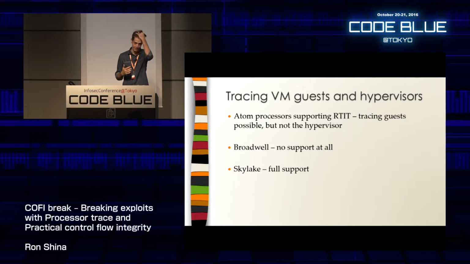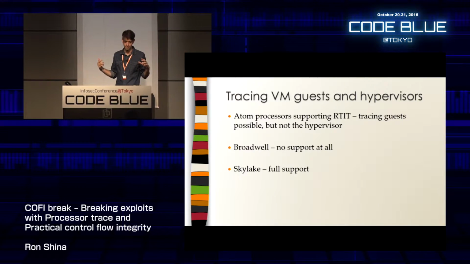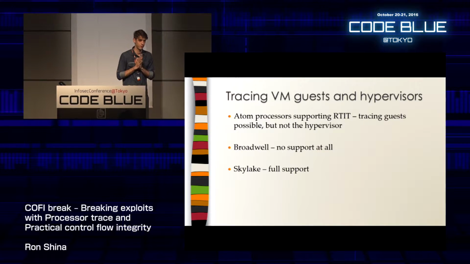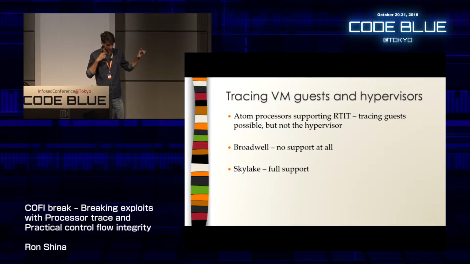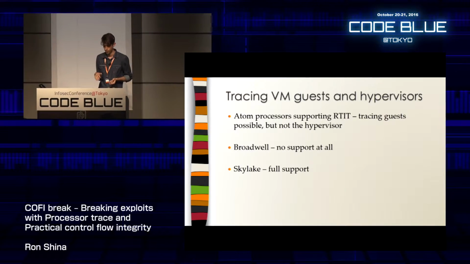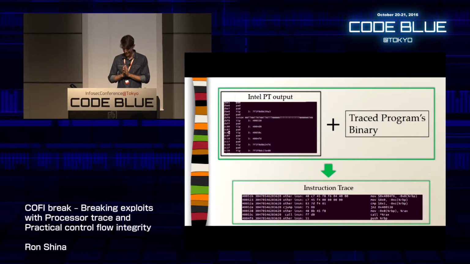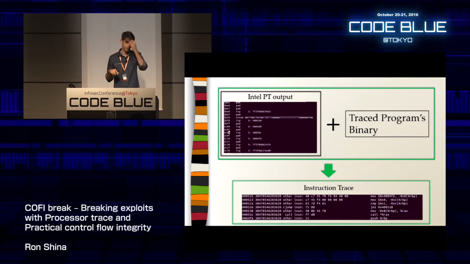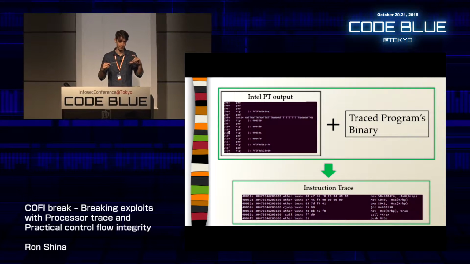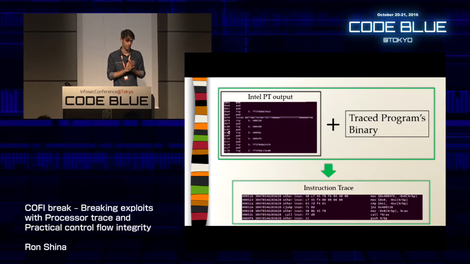Another thing you'd be interested in is tracing virtual machines. The Intel Atom processors that support tracing support tracing the guest and not the hypervisor. Broadwell has no such support. And on Skylake, you can trace the hypervisor or the guest or both. And as I said, you're going to need the program's binary to decipher what just ran. Because you only have about 1 bit for, say, conditional branches, or nothing for calls that are relative to the current instruction pointer, and so forth.